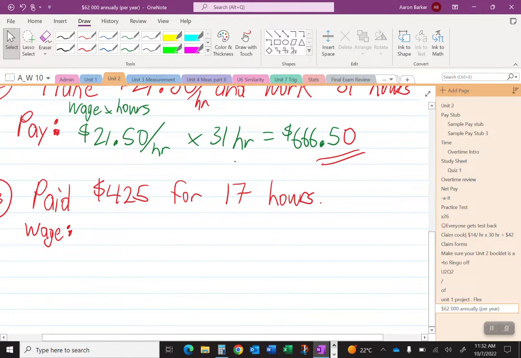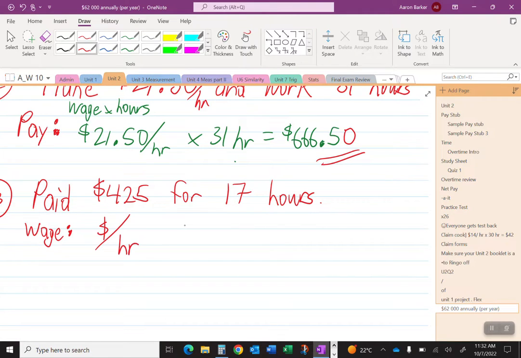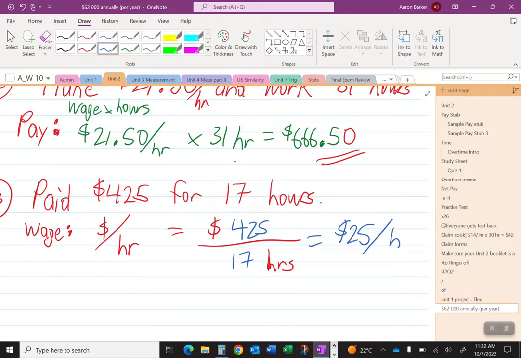You need to make sure you do that. Gotcha. For the next one, $425 for 17 hours to figure out your wage. Well, it's going to be money per hour. So that's telling you to take your money, your pay, and divide it by your hours. That's exactly what the unit rate is saying to do. So you'll take $425 and divide it by 17. And then you're going to get $25 per hour.